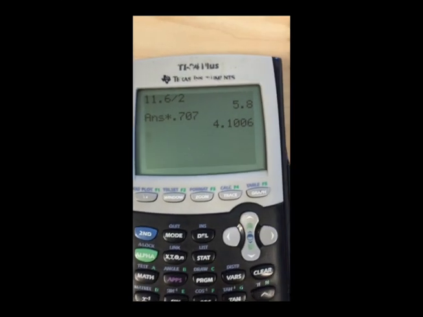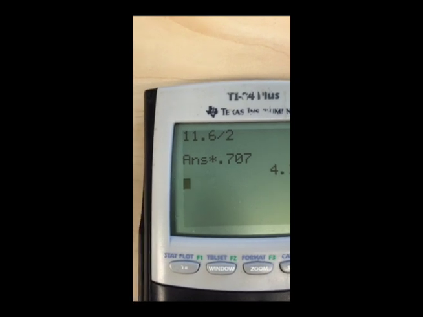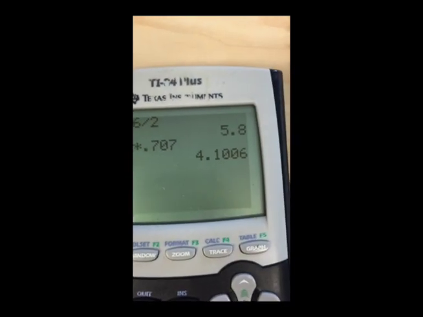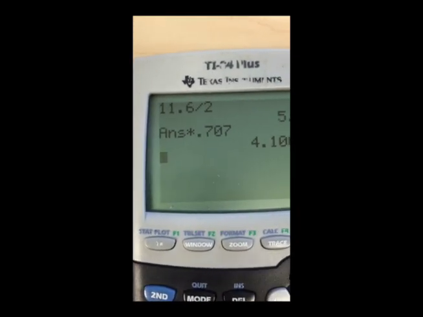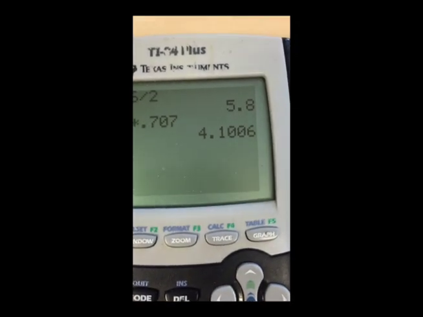Alright, so to figure out our volts RMS, what we do is we take our volt peak to peak, which was 11.6, divide that by 2, which gives us volt peak. Then with volt peak, which is 5.8, we multiply that by 0.707, and that gives us 4.1 VRMS.